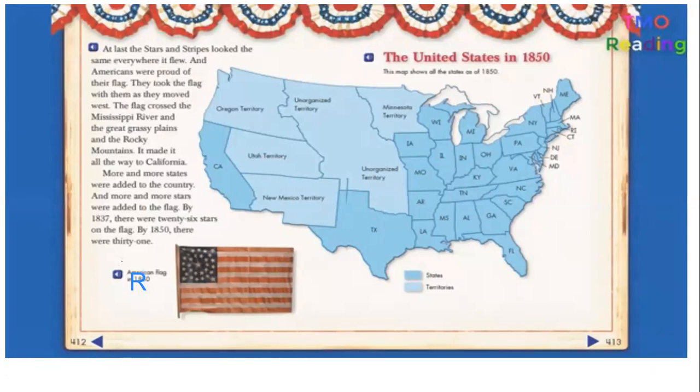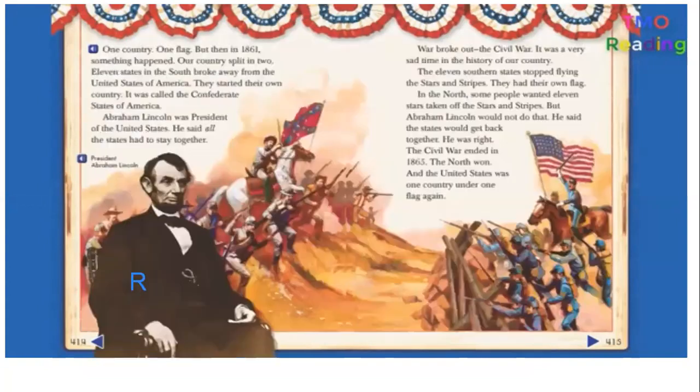More and more states were added to the country, and more stars were added to the flag. By 1837, there were 26 stars on the flag. By 1850, there were 31. American flag in 1850. The United States in 1850. This map shows all the states as of 1850. One country, one flag.